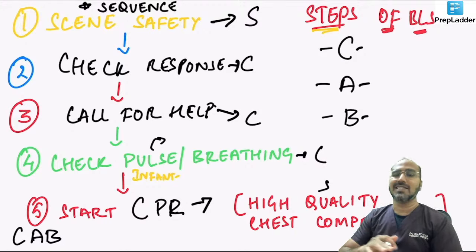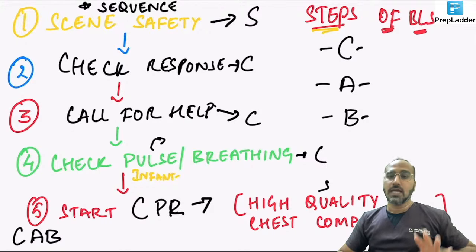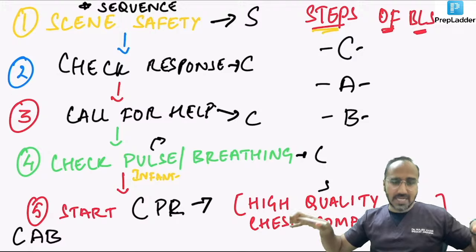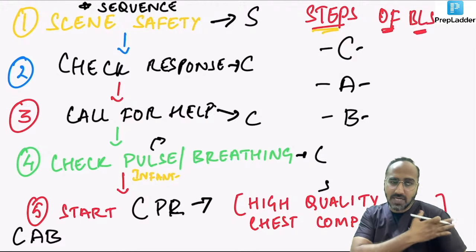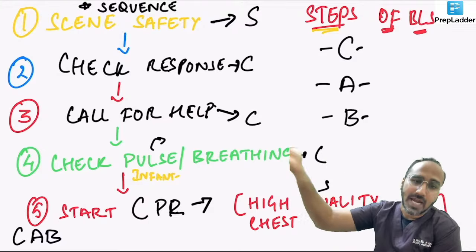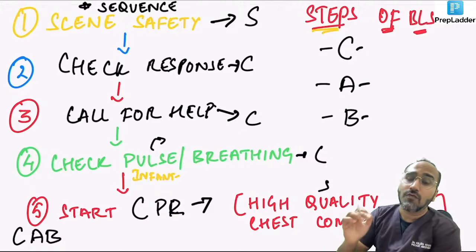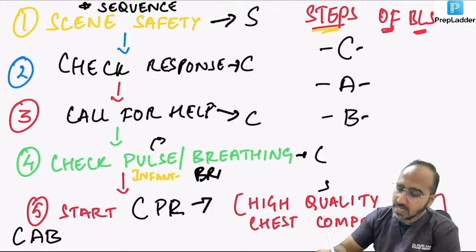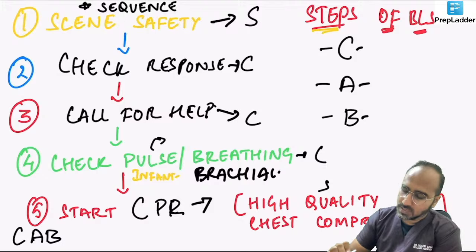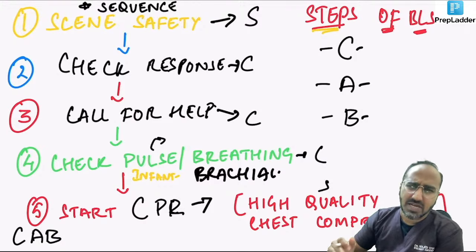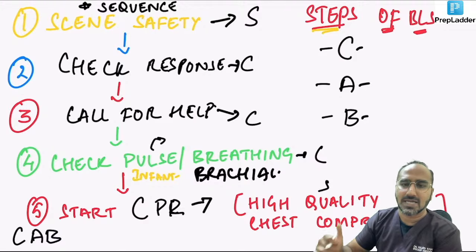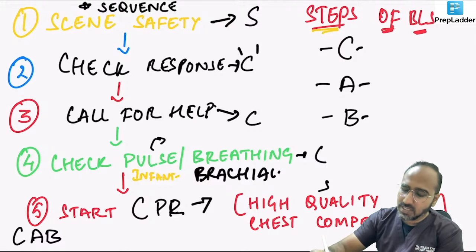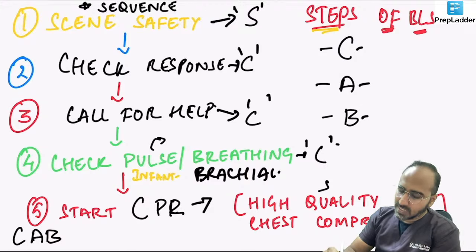I forgot to tell you, first is scene safety. In any case, first is scene safety. You ensure that the scene is safe to save the life of the person. Next, you check for the response. If there is no response, you call for help, and then you check for the pulse and breathing. Which pulse will you look for? Carotid pulse in adults. In infants, you look for what pulse, guys? Brachial artery pulsations. Okay, and once there is no pulse and no breathing, you start your CPR. In order to remember, this is SCCCC. S stands for scene safety, C stands for check response, C stands for call for help, C stands for check for pulse and breathing, and last is CPR.